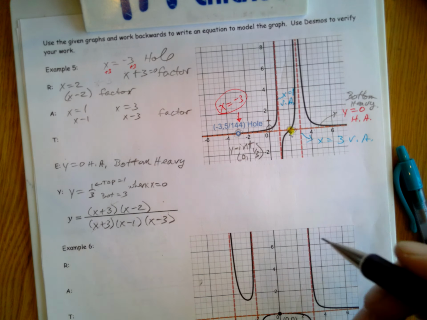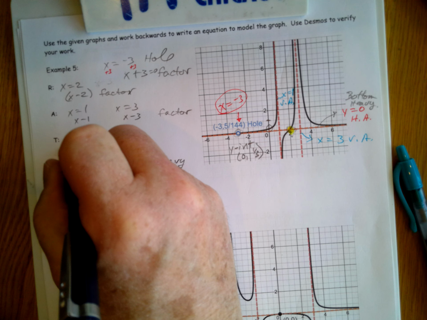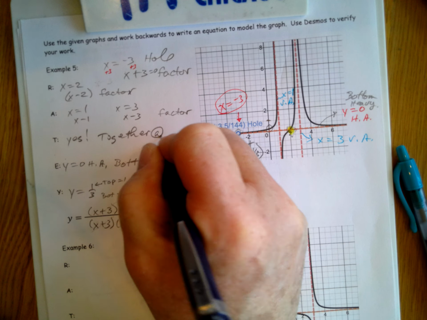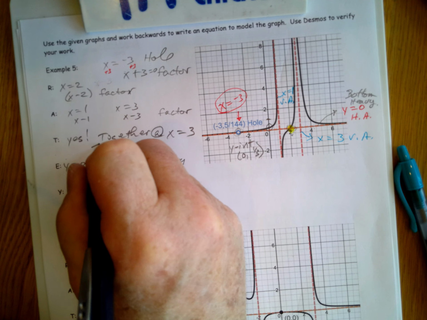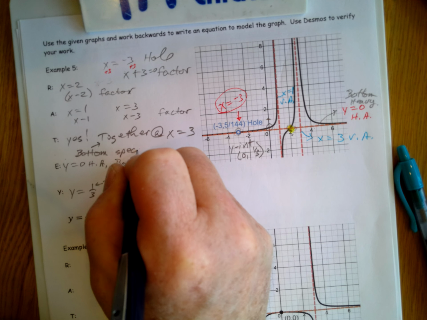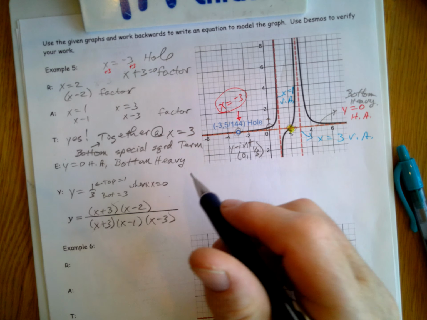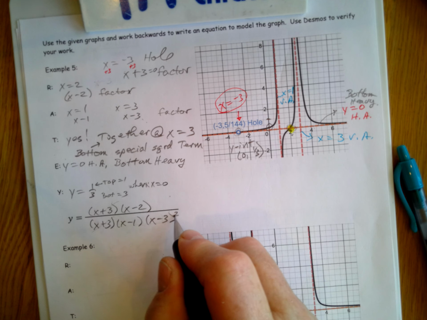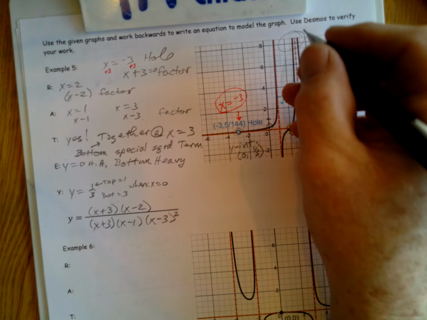Do I have any tangents? No. Do I have togetherness? Yes. Together at x equal 3. Togetherness is always a bottom special squared term. So at x equal 3, which happens to be x minus 3, that's going to be squared. Do you see how I got squared? It's chasing, it's together right here. Okay? And there's no bounces.